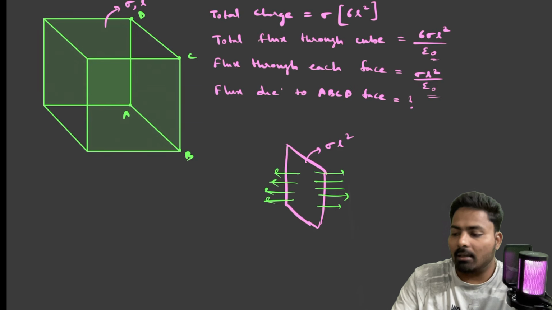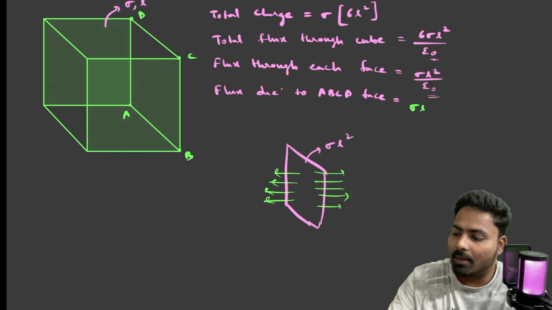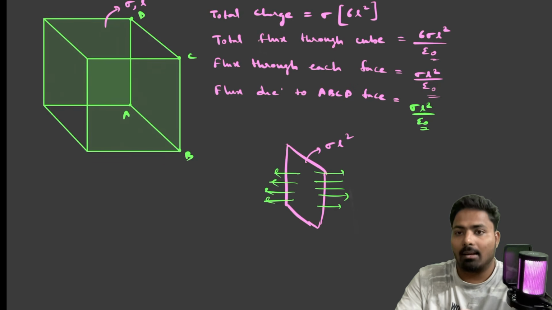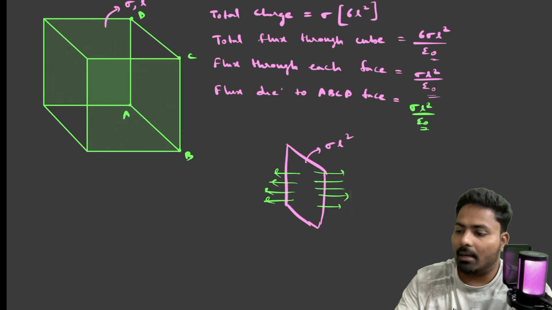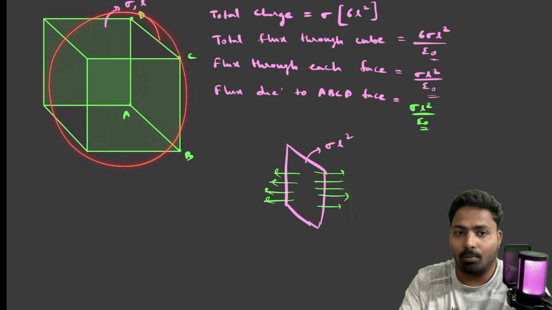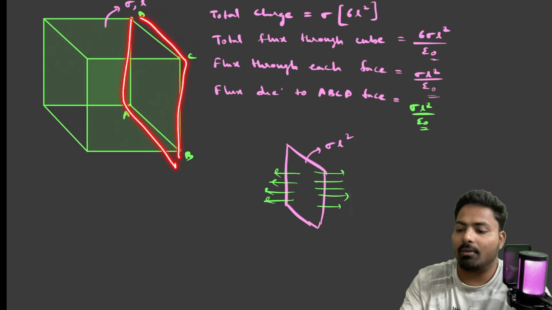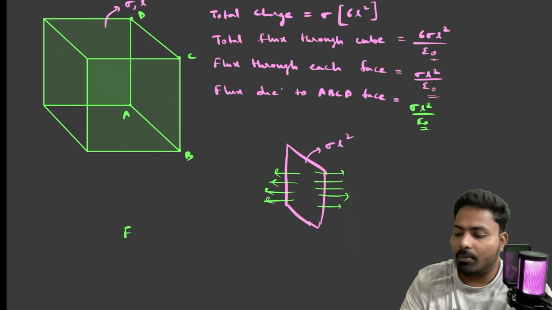In this sigma L square, the flux due to ABCD phase will be equal to, that is also equal to sigma L square by epsilon naught only. But you need to understand, right side half will be there, left side half will be there. The total flux that is passing through this ABCD phase is due to the entire cube. So in that we need to remove the flux due to what? The ABCD phase itself.